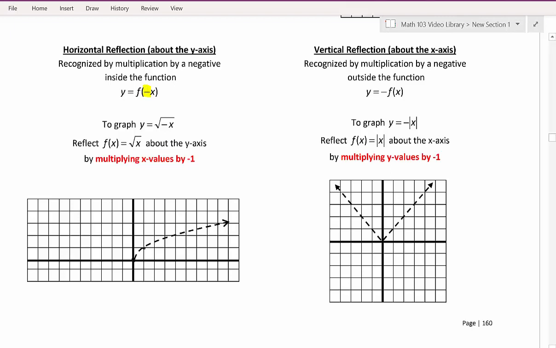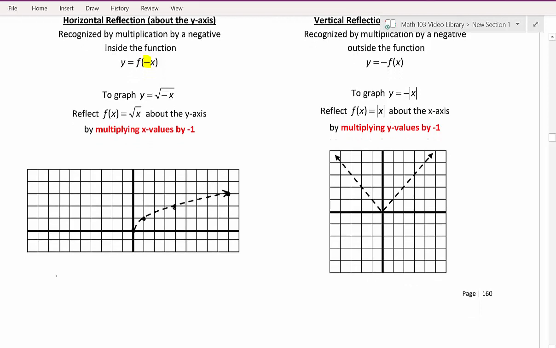So here we have our parent function. With the reflections, you may even want to list out the points to help you. So this is going to be (0, 0), (1, 1), (4, 2), (9, 3). To reflect it about the y-axis, we're going to multiply all the x values by -1. This gives us the points (0, 0), (-1, 1), (-4, 2), and (-9, 3). And now we plot those points.